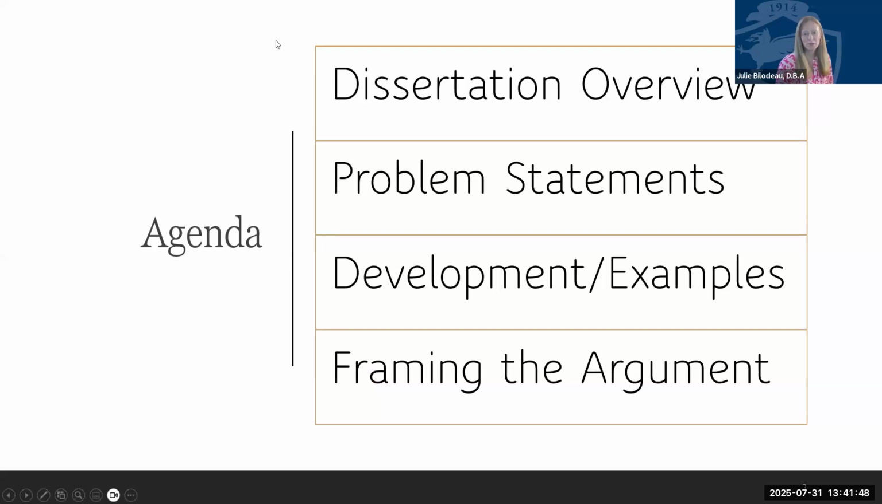All right, this is what we're going to be talking about. Before we jump into the problem statement, we're going to connect the dots a little bit, talk about the dissertation overview, and then problem statements. We'll do a development example, and then lastly, framing the argument.